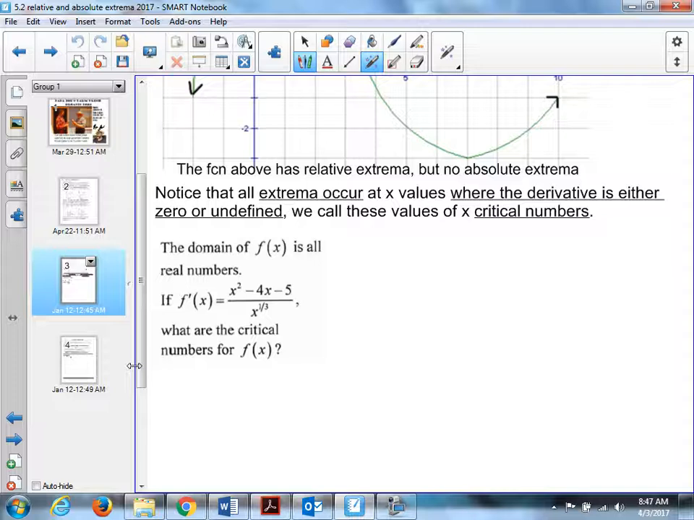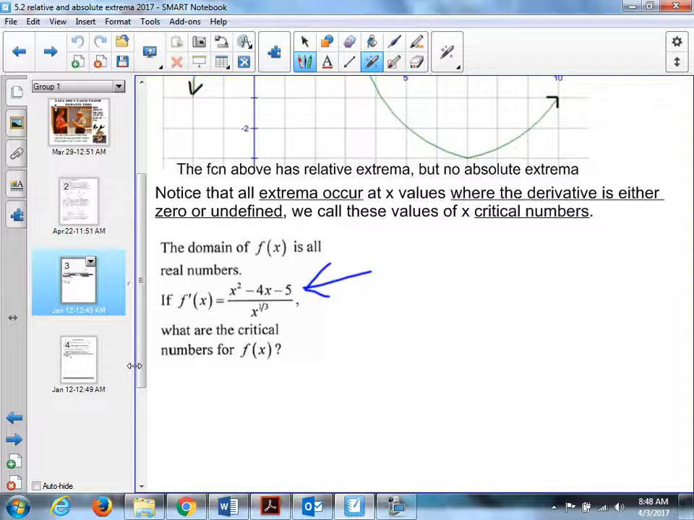Okay. Let's try this. The domain of the function f, so remember, that's like the what? Is all real numbers. If the derivative, so I'm giving you guys the derivative, I've done the derivative step, is equal to this expression. What are the critical numbers for the function?